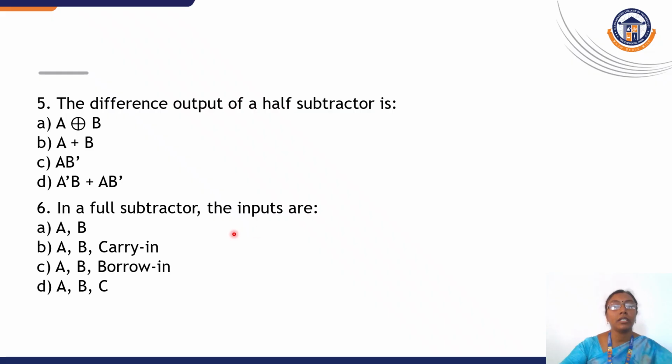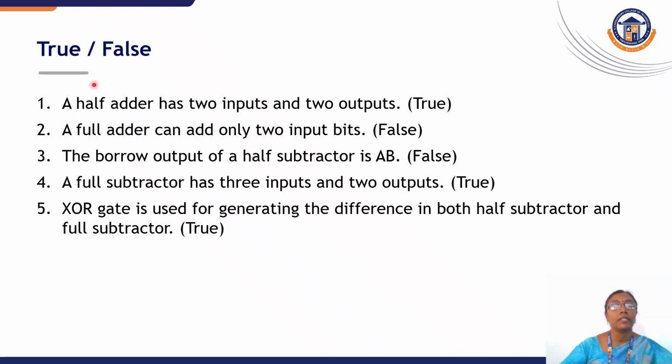In a full subtractor, what are the inputs? The half subtractor result is A XOR B, and the full subtractor inputs are A, B and borrow in. Now some true or false questions. A half adder has 2 inputs and 2 outputs. Yes, it has sum and carry as outputs, and A and B are the inputs. A full adder can add only 2 inputs. No, it is false. A full adder can add 3 inputs.